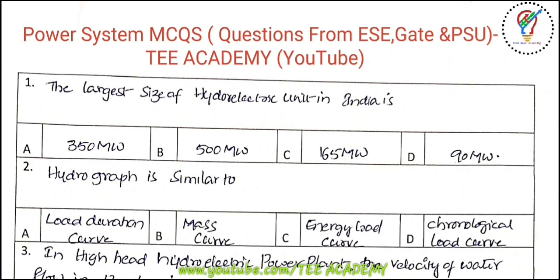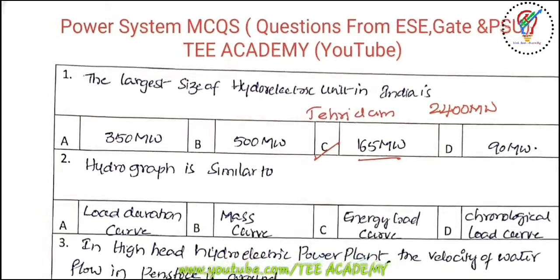The first question: the largest size of hydroelectric unit in India. The largest size of hydroelectric unit means each unit has 165 megawatts. And the largest hydroelectric power plant in India is about 2400 megawatts, the Tehri Dam.